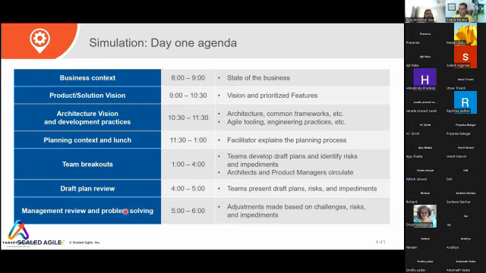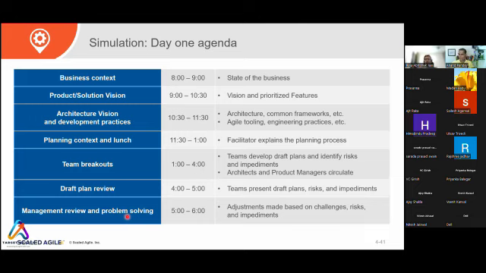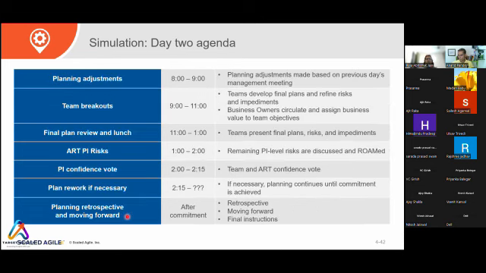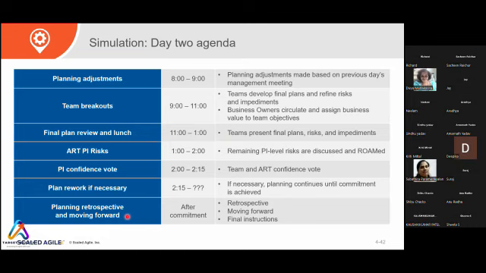After that, there is a management review and problem solving meeting. There are a few people related to management or higher management level. They do the review and they do the adjustment based on whatever they have learned throughout the day: what are the challenges, risks, and impediments. We'll discuss all these things and then it concludes the day. The second day starts with planning adjustment. The management will come and tell you what adjustment they have made to the planning based on the plan review. Then again, there is a team breakout.